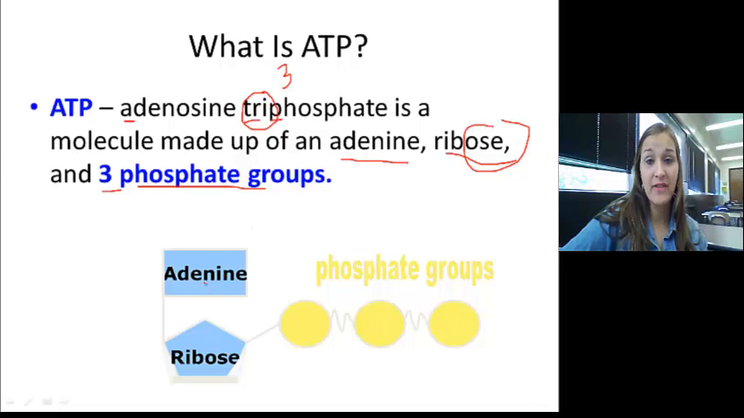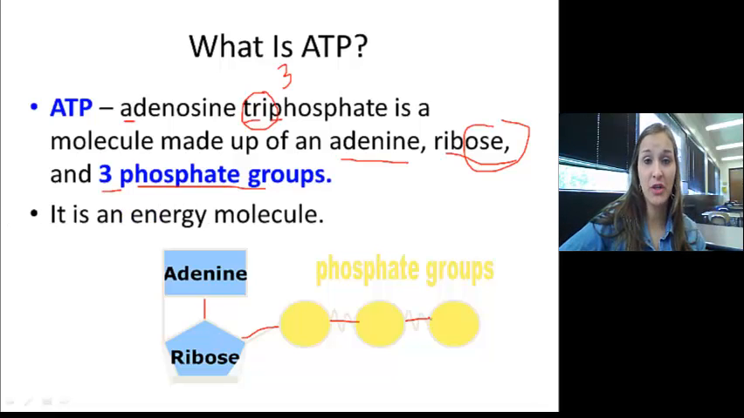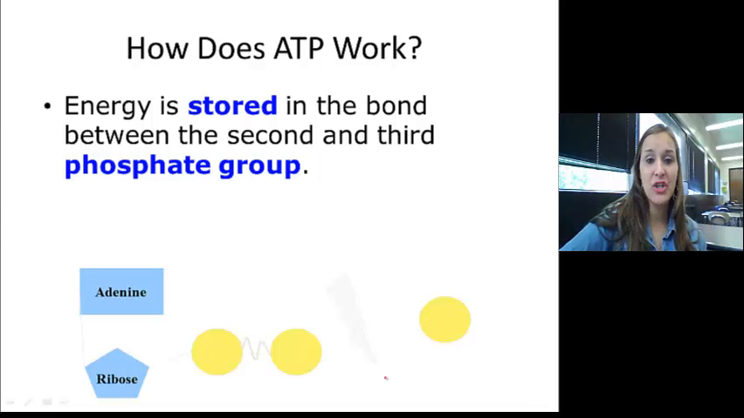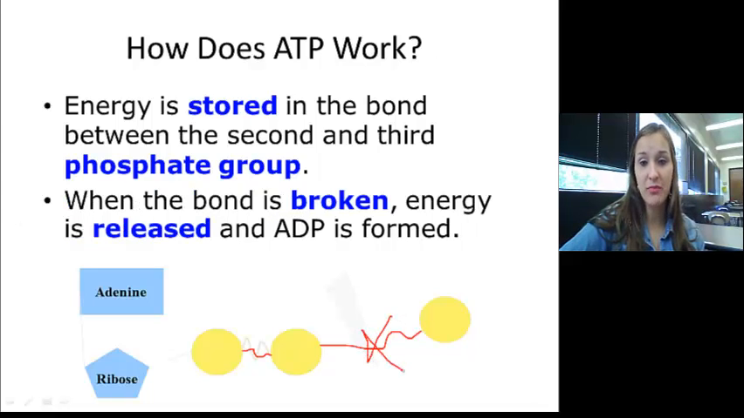So here we have it. We have an adenine connected to a ribose sugar connected to 3 phosphate groups. This is ATP, an energy molecule. I always say ATP, energy, ATP, energy. How does it work though? ATP has energy stored in the bonds between the phosphates. So there are bonds between this one and the next one. But what happens is when this bond is broken, the energy is released. So it's stored in the bond, so when the bond breaks, the energy is released.